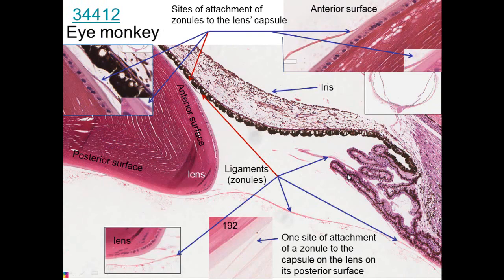And so here we can see the lens. There's the anterior surface, which has the cuboidal cells. The posterior surface does not. Both of them have capsules, and also both of them attach to the zonules.